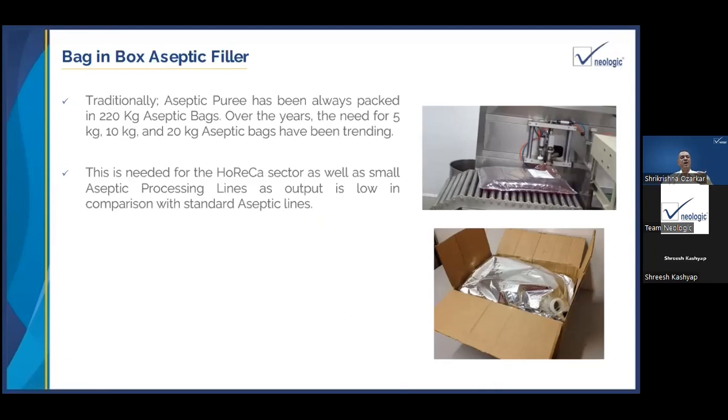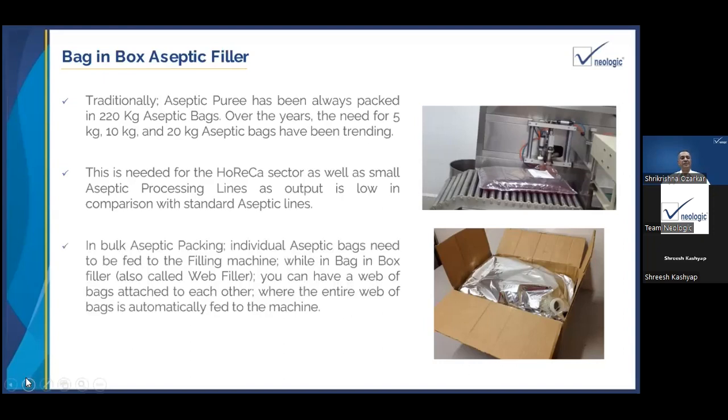So what is going to happen? The time for a 220 kg bag and the time for a 5 kg bag remain the same. What is going to happen is that I'm going to have a reduced output in the case of what we call a bag-in-box aseptic filler. So typically these fillers are normally used for smaller capacity lines in comparison with the normal standard aseptic lines.